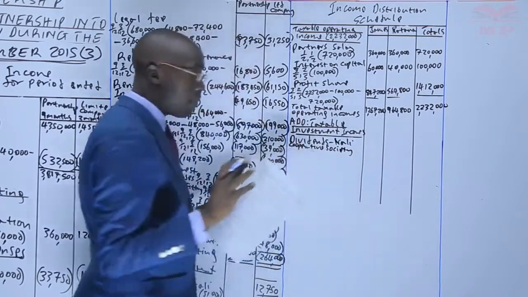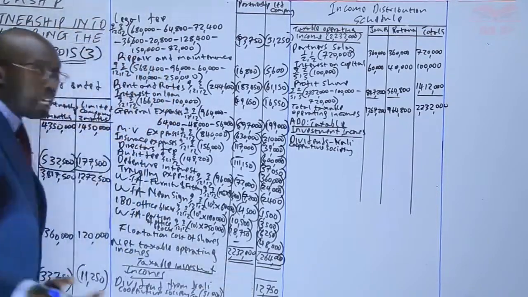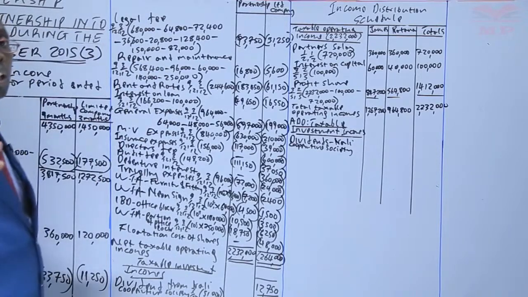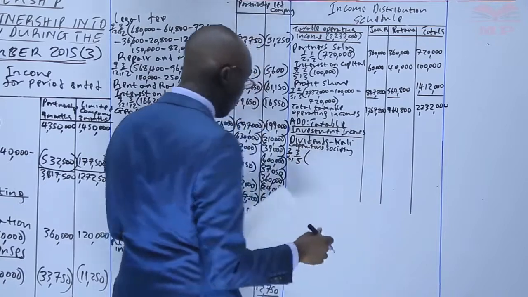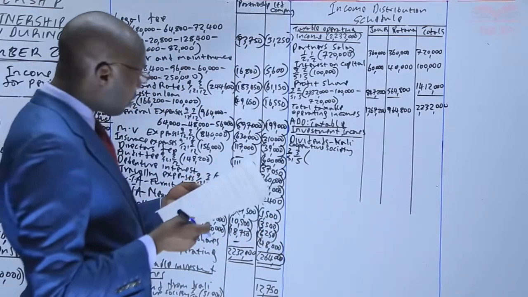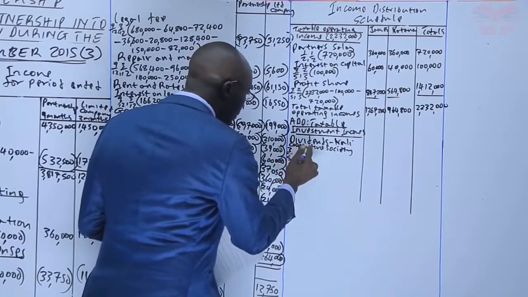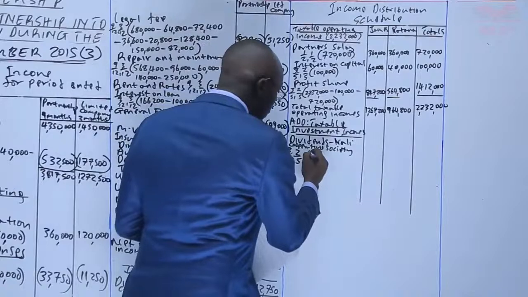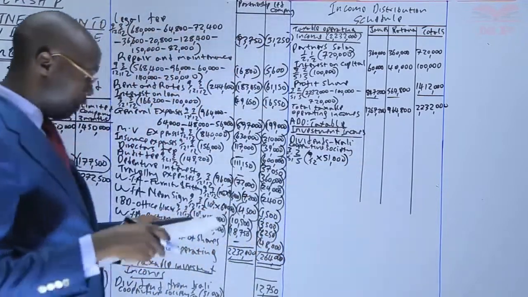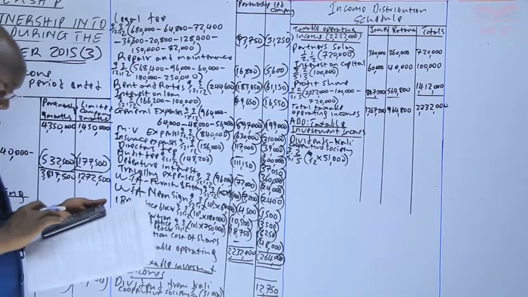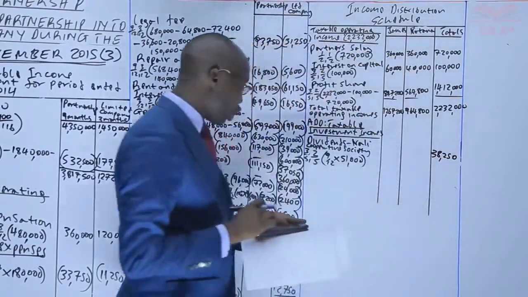Remember that the dividend is for the whole year, and that's why we took the 3 over 12 for the company. The remaining 9 over 12 belongs to the partnership, and now we share according to the profit sharing ratio. The first one gets 3 over 5, the other one 2 over 5, of 9 over 12 of 51,000. So 9 over 12 of 51,000 gives us 38,250.